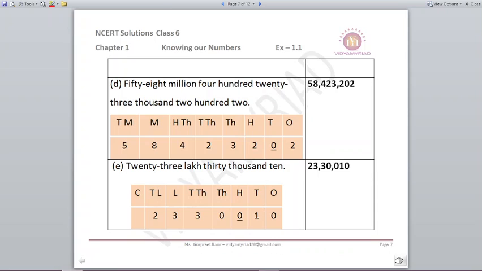So according to the Indian system, what is my answer now? 23,30,010.